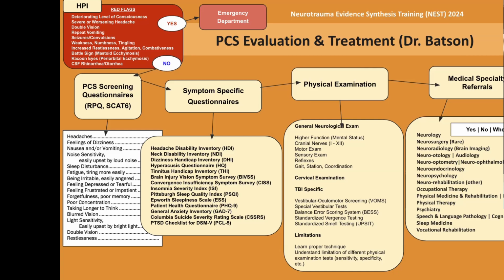So this is a whole set of questionnaires that we can look at later on that are highly compatible with the RPQ, and will basically allow you to expand the findings that you see in the RPQ. A good physical examination is necessary when you're assessing post-concussion symptoms. These exams are what we would call bedside neurological exams, or gross neurological exams.